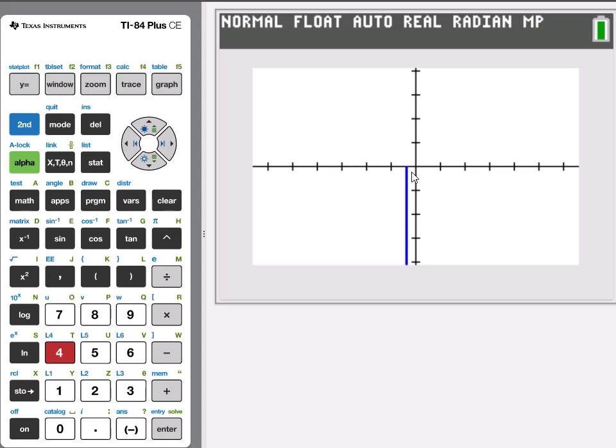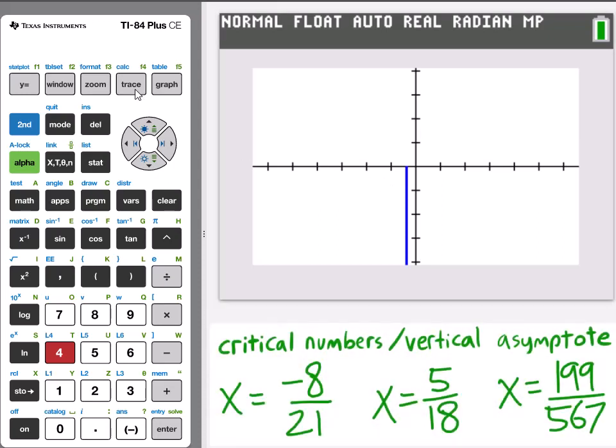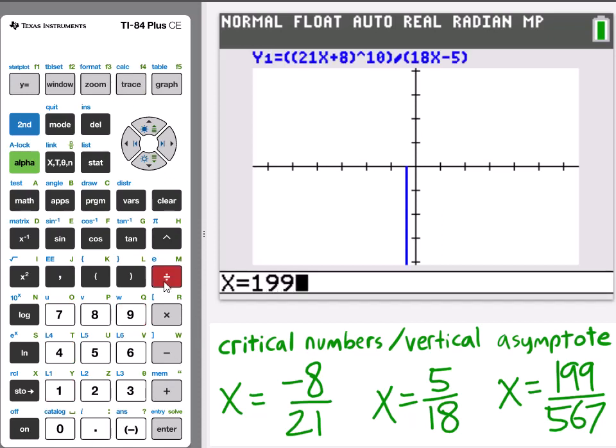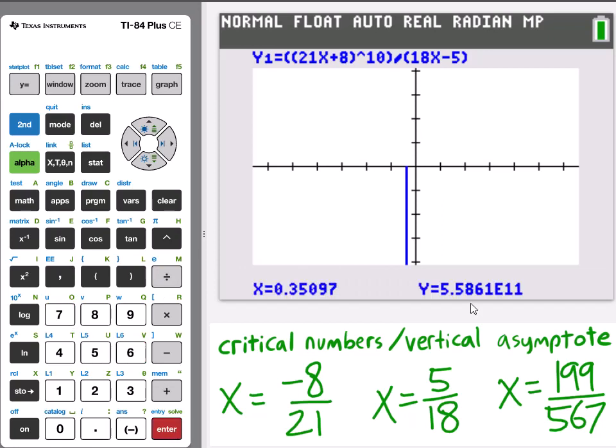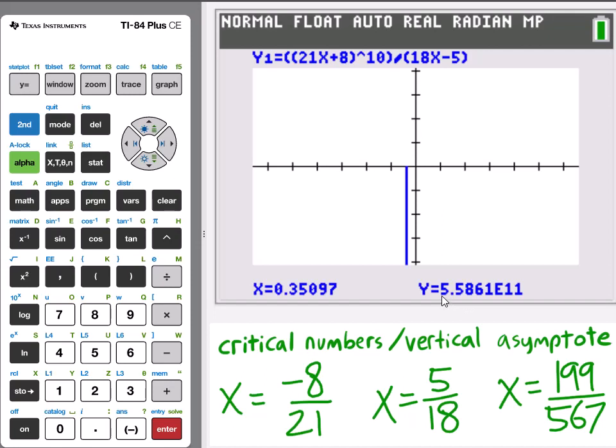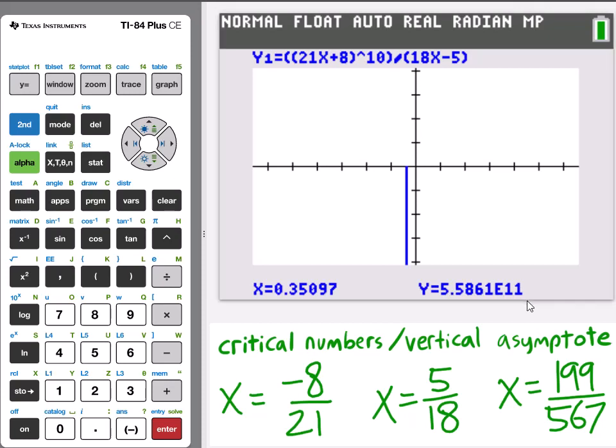So here's where, to intelligently decide your window settings, I'm going to suggest we trace to those critical numbers. And I usually like to start with the messiest one, in this case, the 199 over 567. Let's trace to that critical number, 199 divided by 567. And look closely at that y value. You see what a large number that is? It says 5.5861, but then E11, that indicates that this is a number that starts with 5 and has 11 additional digits after it. This is a huge number, and we'd better set our window settings accordingly.